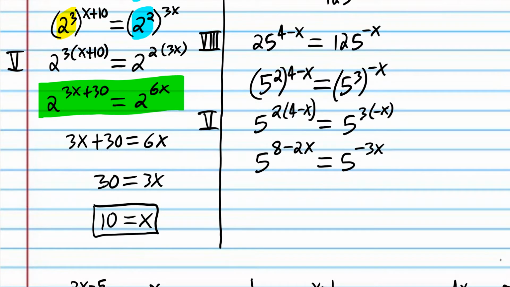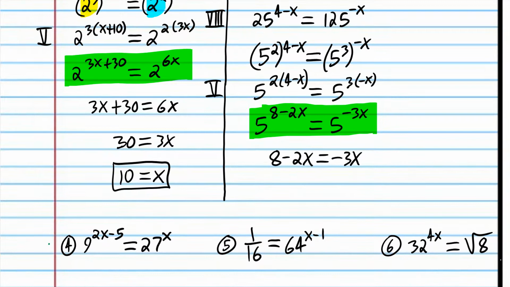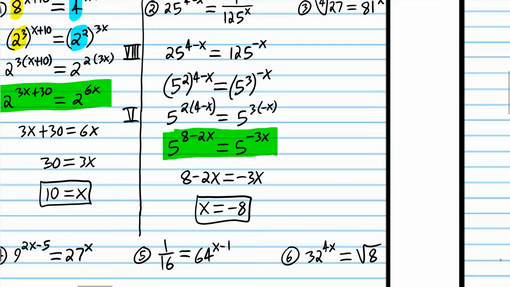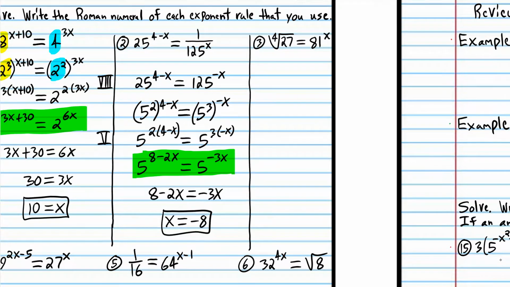So now we're at that critical stage, and we can get rid of the bases, so we're left with 8 minus 2x is equal to negative 3x. Put all the x's on one side and the 8 on the other side, and we get x is equal to negative 8. So it's really not that big of a deal. Same types of problems that we were doing in the previous class, except we have to change bases on both sides of the equation.